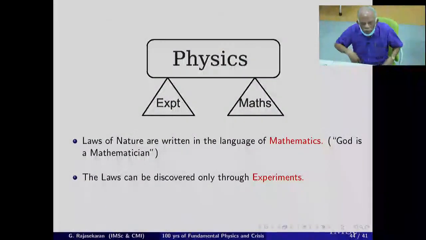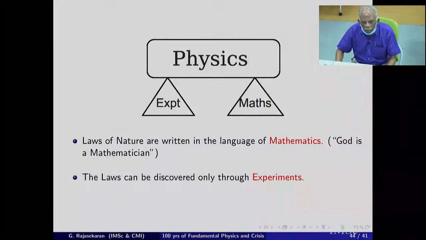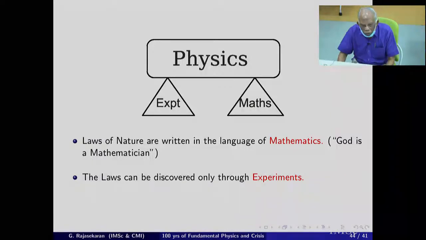Yeah, this I have already mentioned. Laws of nature are written in the language... I think I did not say that. Laws of nature are written in the language of mathematics. But the laws can be discovered or disproved only through experiments or direct observation. So these are the laws of Galileo, actually. So that is the end of it.